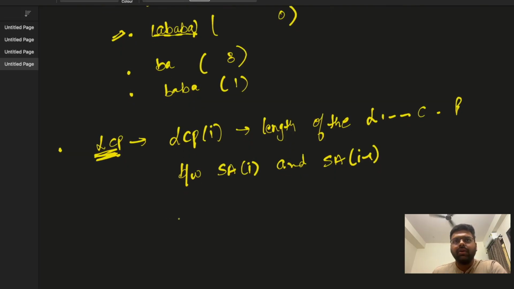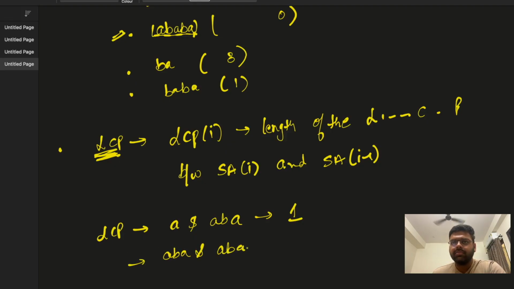Okay, now if I draw the LCP also, the LCP of A and ABA would be 1. Similarly, if I go with ABA and ABA, it would be 3. ABA and BA, it would be 0. And similarly, if I go with BA and BA, it would simply be 2. So our LCP array would look something like this, right?